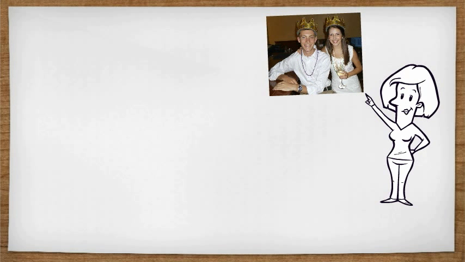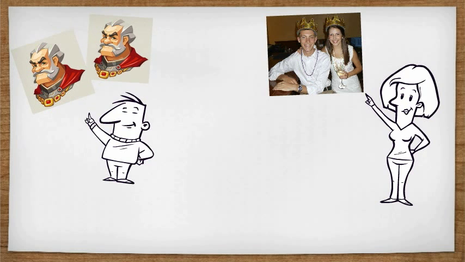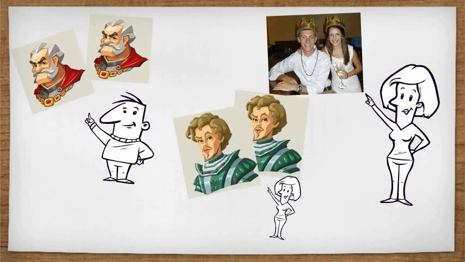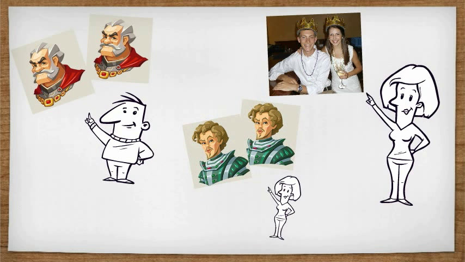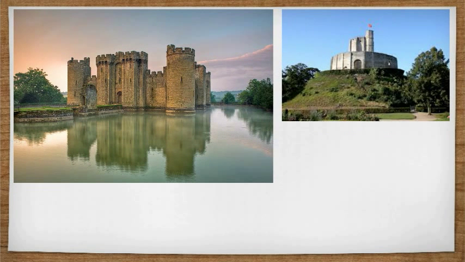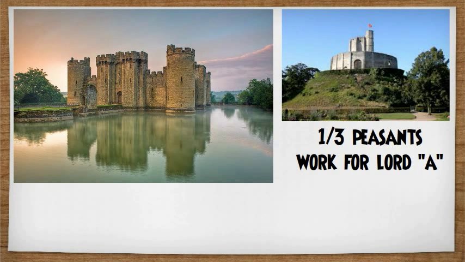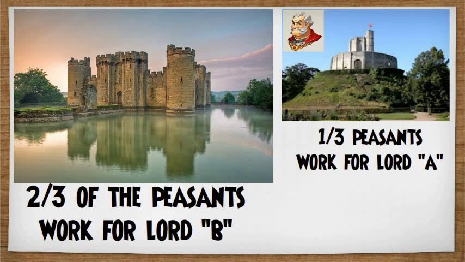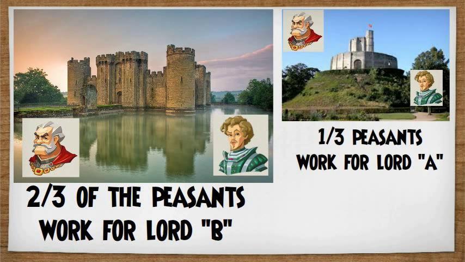To begin, a student is chosen at random to be king or queen. Next, 2 more students are chosen to be nobles, and then 2 more students are chosen to be their vassals. The rest of the students are peasants. Students will be told that one of the nobles has a bigger estate than the other and split the peasants unequally, so that about 1/3 of the peasants answer to the vassal of Lord A, while the other 2/3 of the peasants live on the estate of Lord B and answer to his or her vassal.